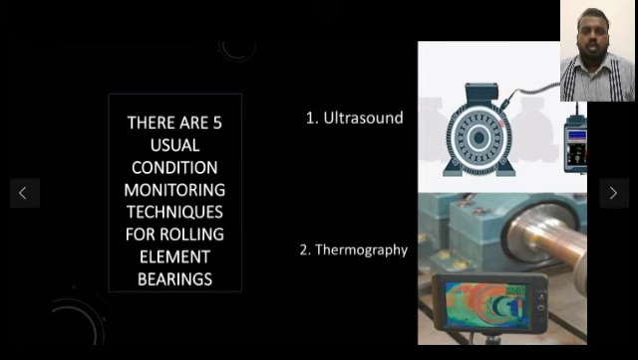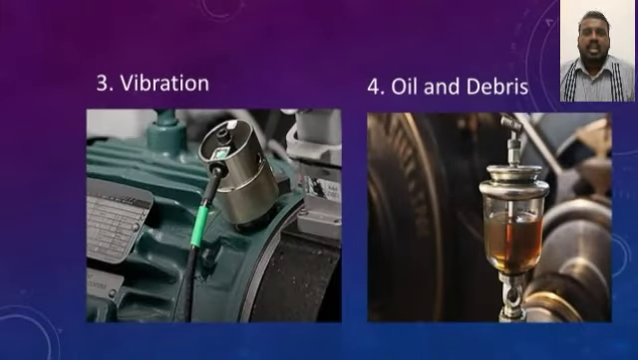Number 2, thermography. In this technique, thermo-infrared devices are used to measure the infrared energy emission from the bearing, where the heat variation of the bearing is monitored to determine the condition of the bearing. Next, number 3, which is vibration. The bearing vibration levels are monitored using an accelerometer, which is sent to an FFT analyzer, where the vibration levels are analyzed to determine the condition of the bearing.